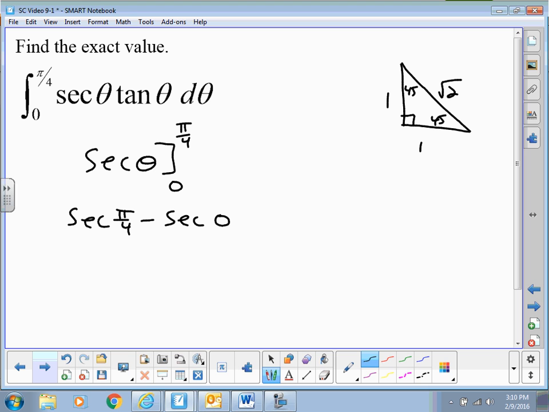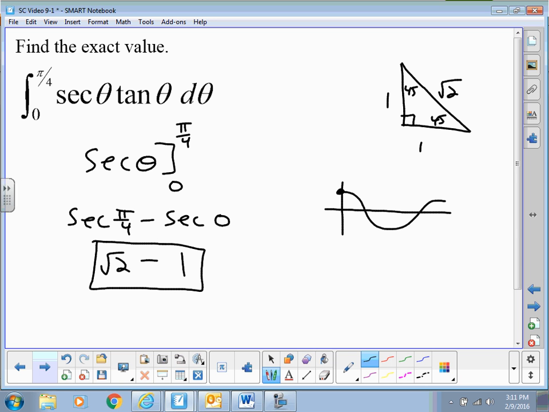So we're doing secant of 45, which is the flip of cos. So we'll have hypotenuse over adjacent. Well, that's square root of 2 over 1, which is just square root of 2. Minus secant of 0, we'll look at our cos curve for this one. Well, cos of 0 is 1. So the reciprocal of that is still just 1. So therefore, we get 1 for secant 0. And then that is the exact value of our integral. And that's finding our area underneath the curve.